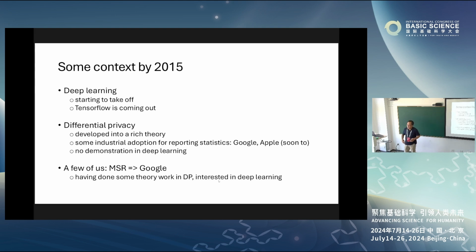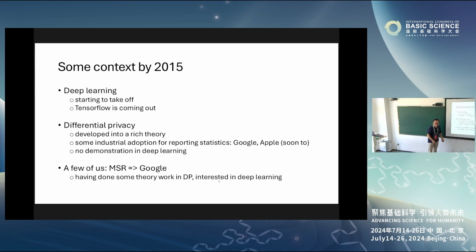So for statistics, it was a great theory. People had developed lots of great theory, and industry was starting to get interested in it, but really there was not much practical system, no real demonstration out there.